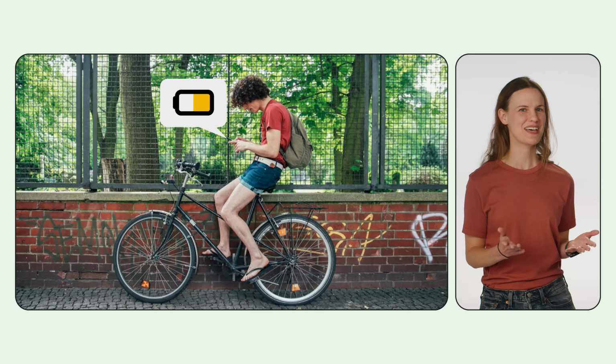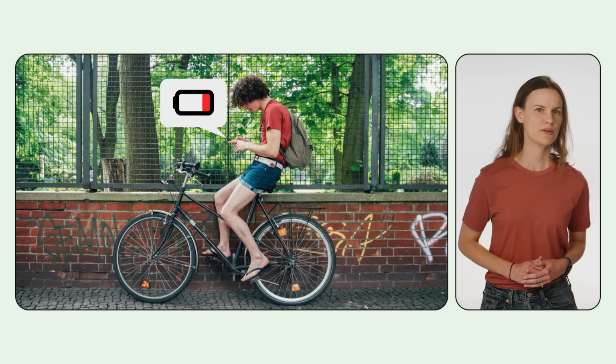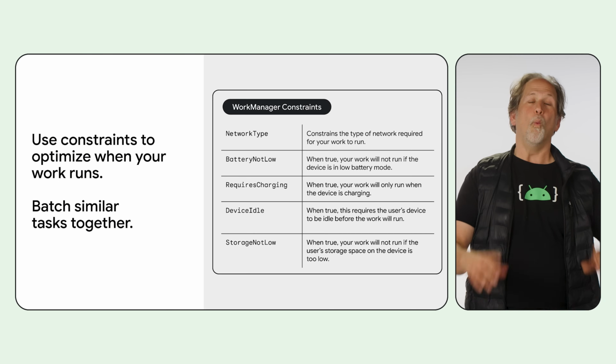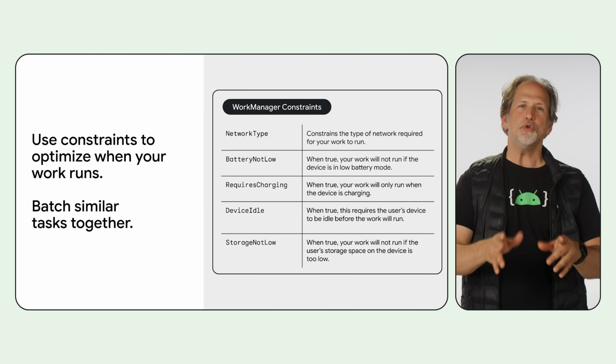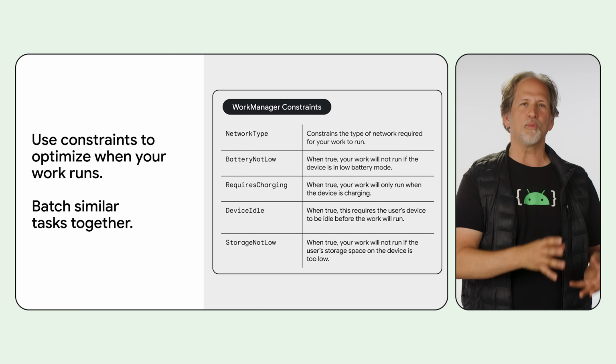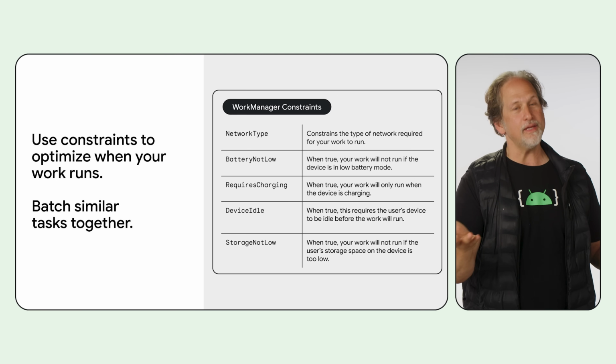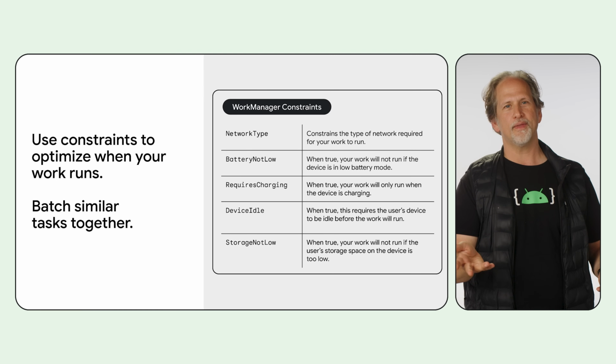When the device runs out of power, no one's apps can get used. Screen off energy drain is a big problem, especially when the device is using cellular data. Which is why WorkManager gives you constraints so you can defer background work until the device is charging on lower power Wi-Fi networks, or at least until the battery is no longer low.